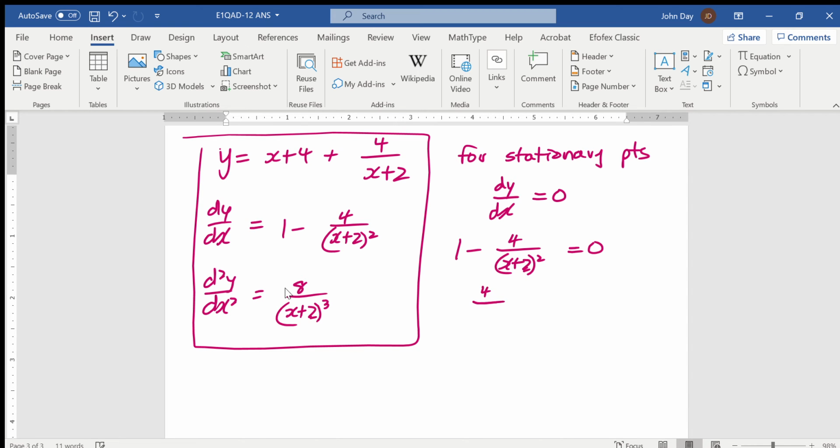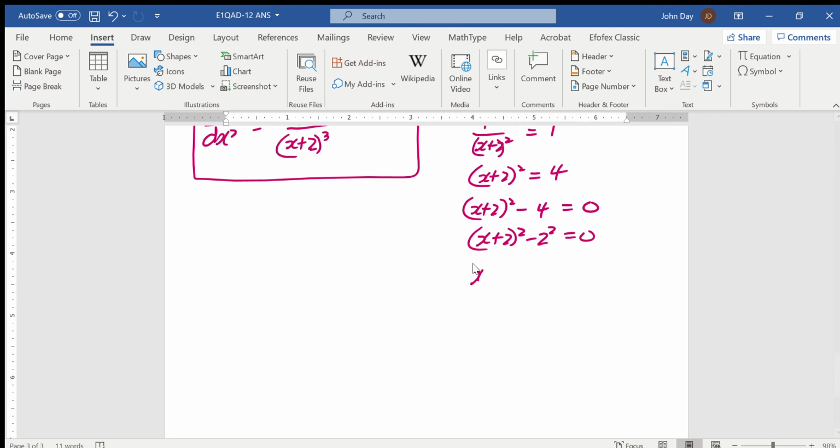So 4 on (x plus 2) squared equals 1. So (x plus 2) squared equals 4. So (x plus 2) squared minus 4 equals 0. (x plus 2) squared minus 2 squared equals 0. So (x plus 2 plus 2) and (x plus 2 minus 2) equals 0. So (x plus 4) and x equals 0. So x equals 0 or minus 4. x equals 0 or minus 4 gives me stationary points.